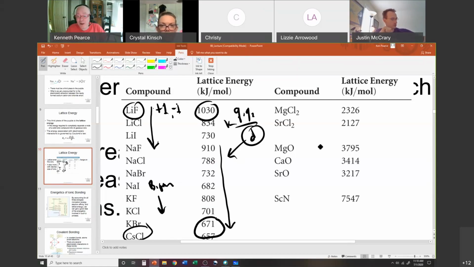Look left to right. Check out this. You see ScN, right? Scandium nitride, Sc, and Sc is a +3. This is +3. This is -3. Look at this.